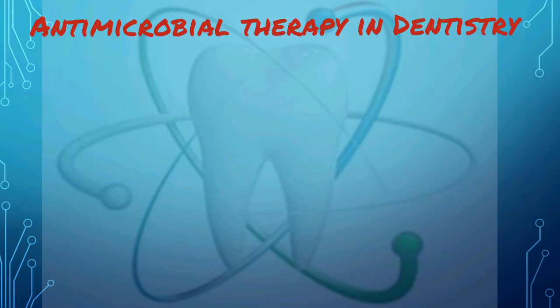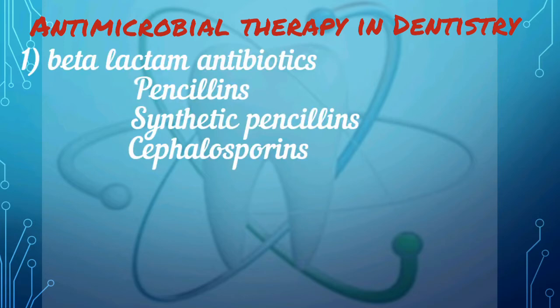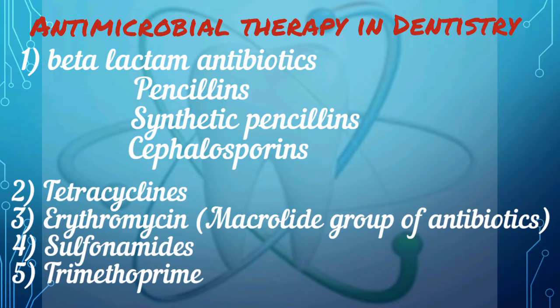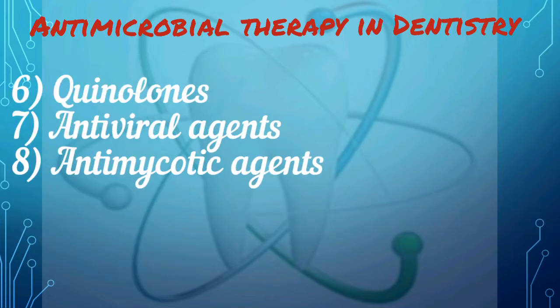So let's continue with the topic. The common groups of antibiotics that we use include beta-lactam antibiotics, which include penicillin, synthetic groups of penicillin, and cephalosporins, tetracyclines, erythromycin, sulfonamides, and trimethoprim. Quinolones and some of the antiviral drugs like acyclovir, gentamicin, and some antimycotic drugs like polyenes and azole types of antifungal agents. So let's get into one by one.